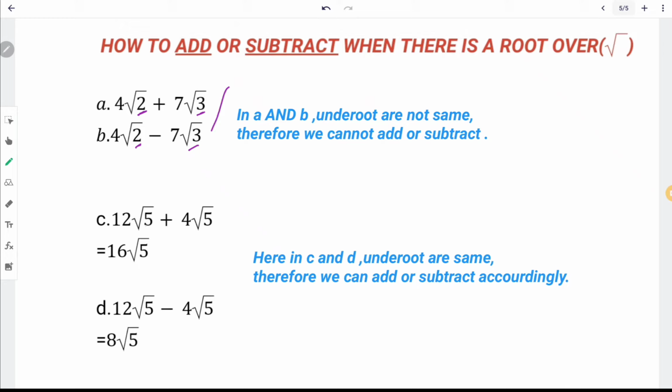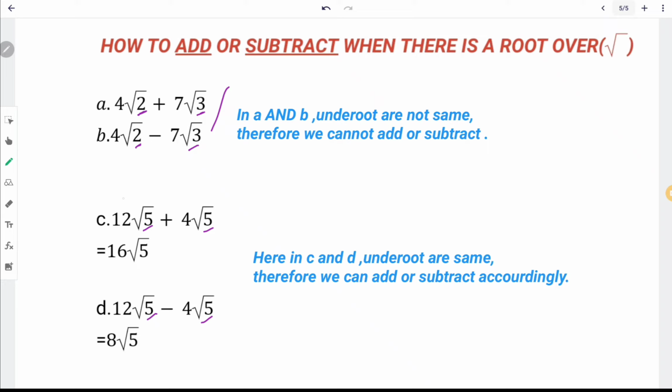But now let us look at our examples C and D. When you look at example C, can you see they have the same under root, root 5, root 5? Only then you can add or subtract. Even when you look at example D, we can see that they have the same under root, right? Root 5 and root 5. So once again, only when the under roots are the same, then we can either add or subtract.